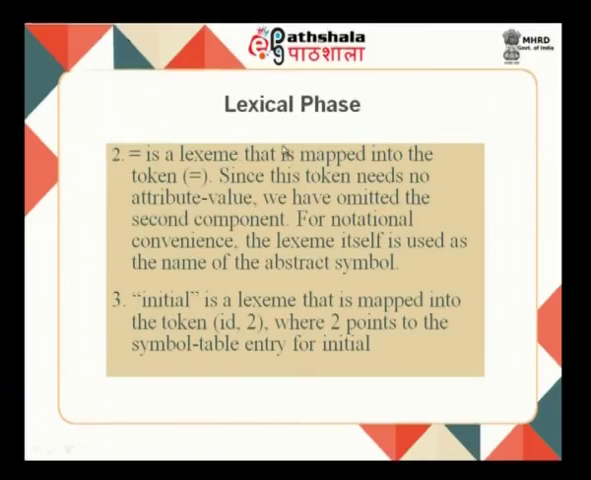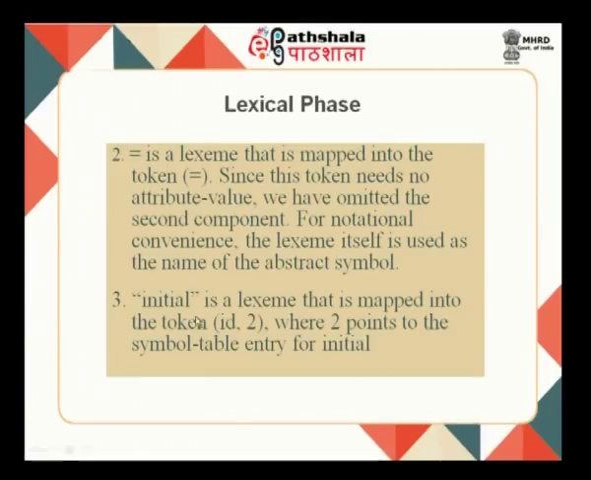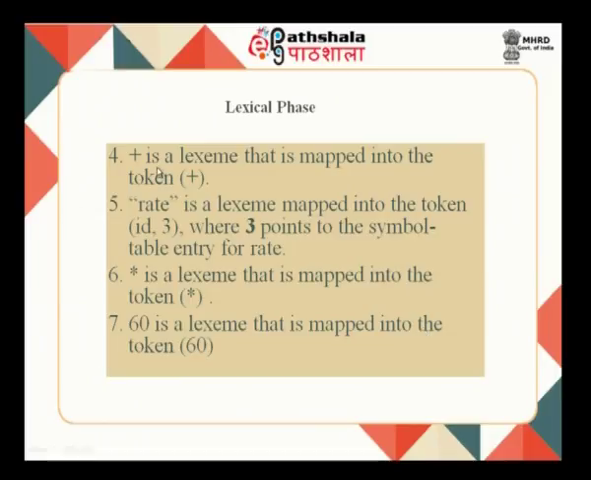And then equal to is a lexeme that is mapped into the token assignment operator. Since this token needs no attribute value, we have omitted the second component of the information, that is, every token has got two components, right, one is the name, the other one is the attribute value. So, since this is going to be an operator, there is no attribute value available here. So, it simply has the assignment operator as the information. Same is the case with initial. Initial is a lexeme that is mapped into the token ID comma 2, where 2 points to the symbol table entry for initial. And plus is a lexeme, again it is going to be mapped into token plus.